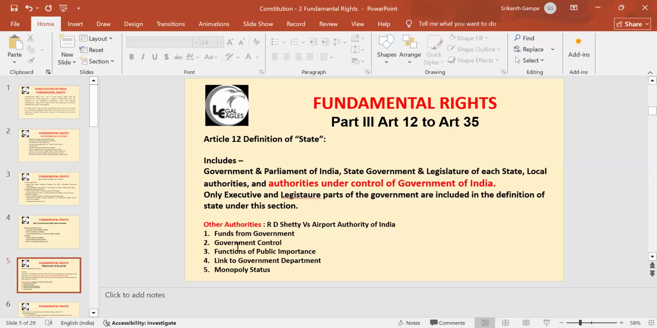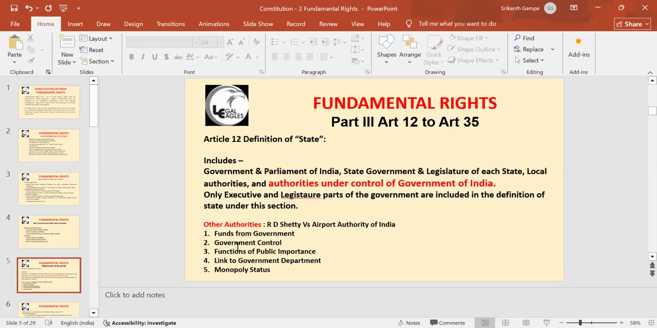Functions of public importance: even though it is not receiving funds from the government and it is not under government control, its functioning is of public importance. Then it is treated as a state for this purpose. Like, let us take India, of course, railways are under government control. Let us assume that railways were not under government control, if it is private, but it is of public importance. It is of monopoly status.